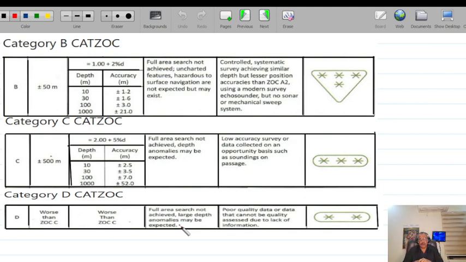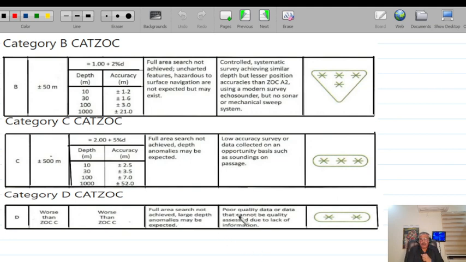One has to be very cautious if you're traversing through a category D of CATZOC, C of CATZOC, or B of CATZOC, because this is normally in waters where the accuracy of survey may be under a sign of interrogation. So the masters and the duty officers shall exercise due diligence.